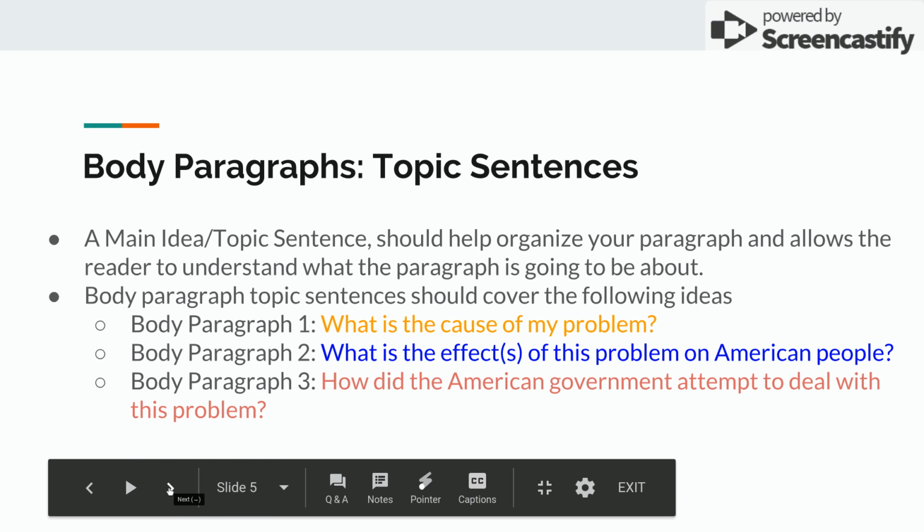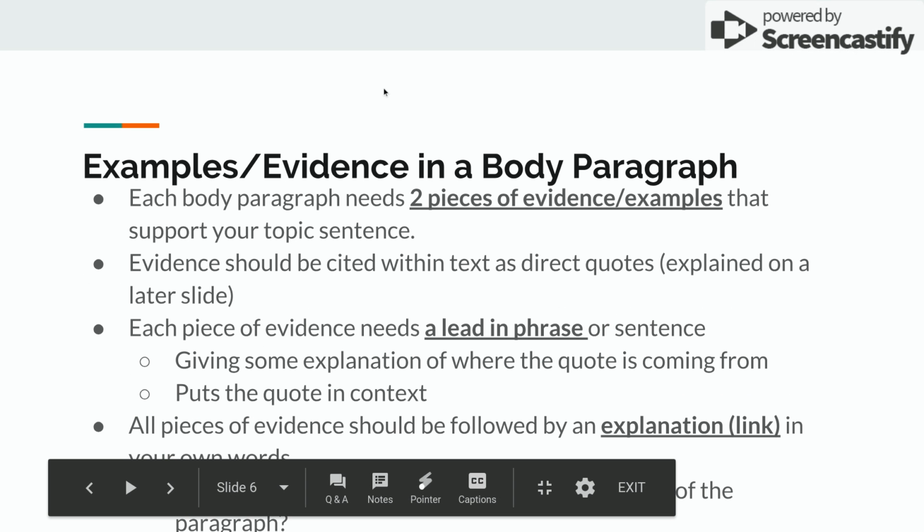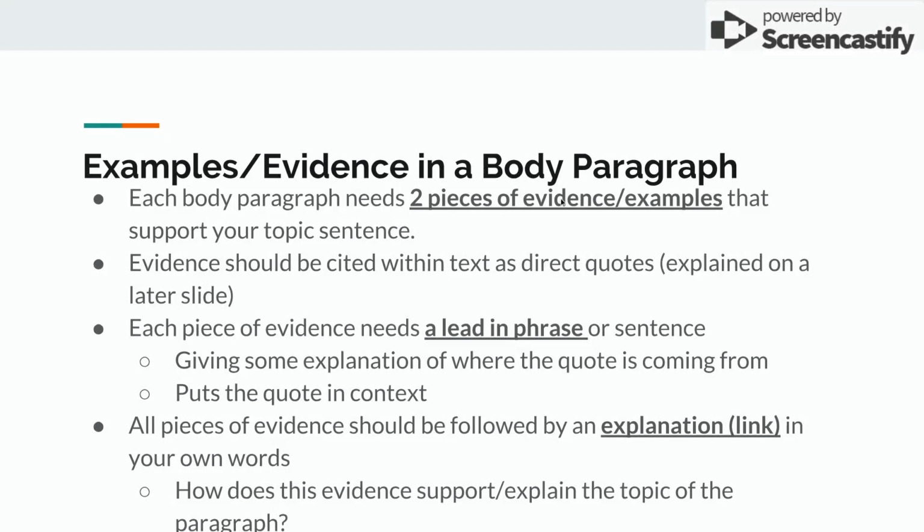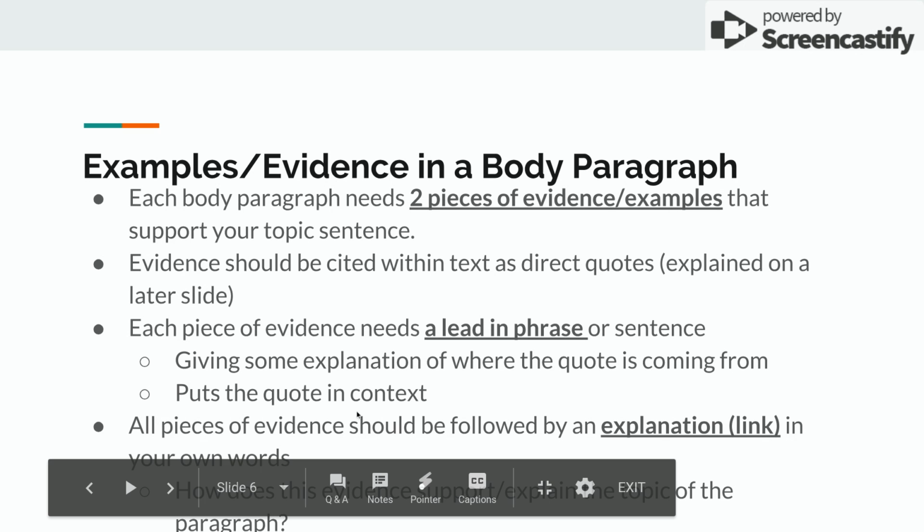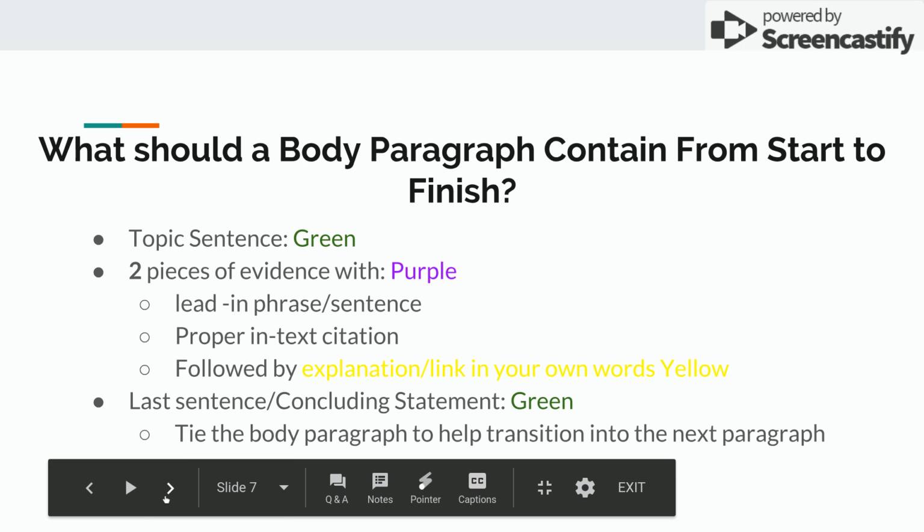In each body paragraph, you need examples or evidence. Each body paragraph is going to need 2 pieces of evidence that support that topic sentence or main point. Evidence should be cited within the text, and we'll show you how to do this on a later slide. And each piece of evidence needs a lead-in phrase or sentence to give some explanation of where the quote is coming from or put it in context. And you'll see examples of that later. All pieces of evidence should be followed by an explanation or link in your own words. And again, you're going to see examples of this on later slides.